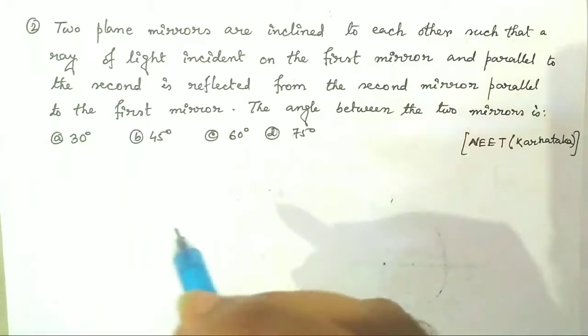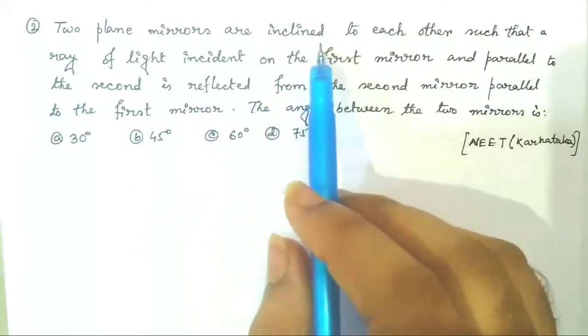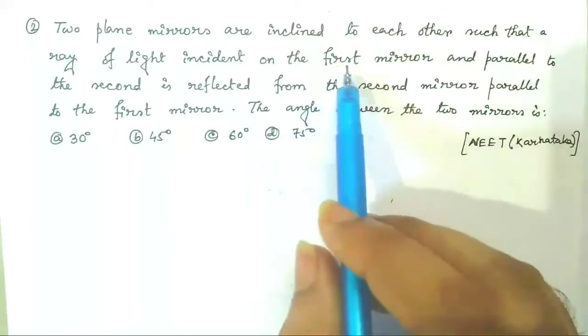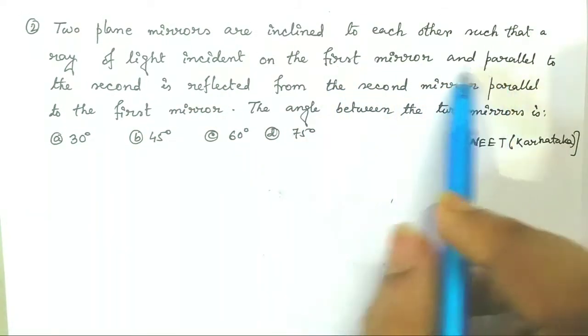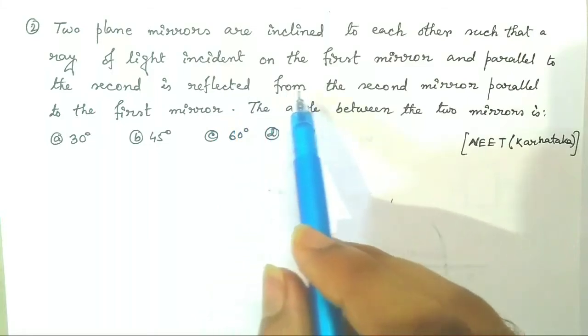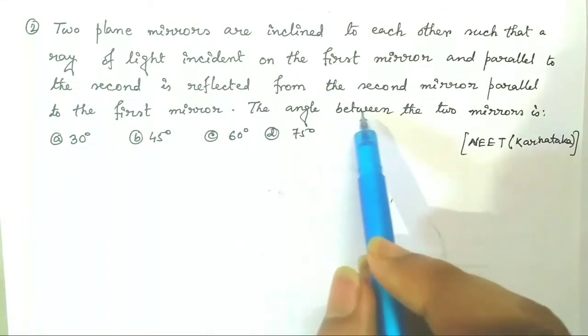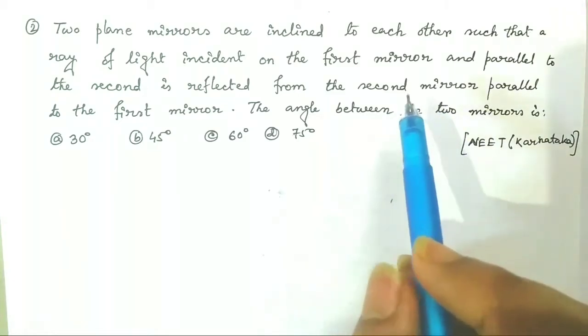Question number 2. Two plane mirrors are inclined to each other such that a ray of light incident on the first mirror and parallel to the second is reflected from the second mirror parallel to the first mirror. The angle between the two mirrors is.